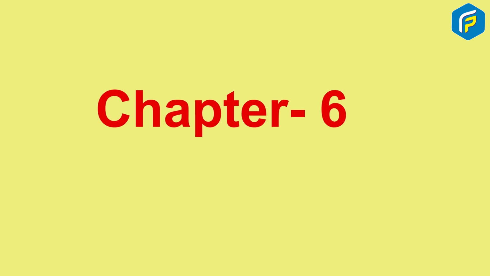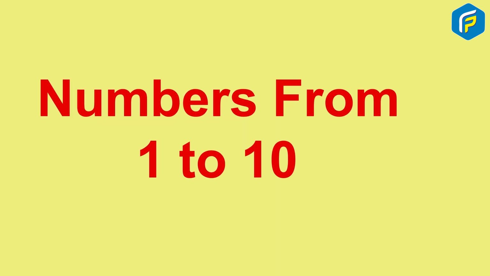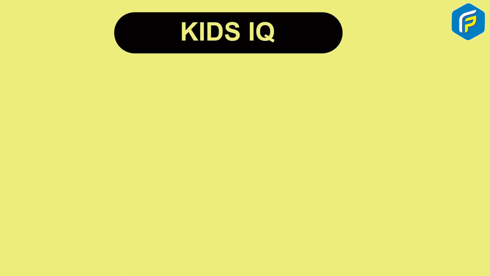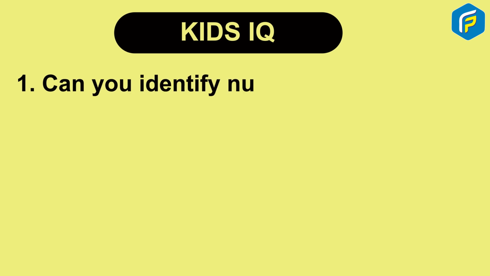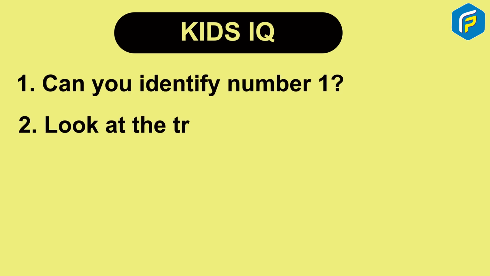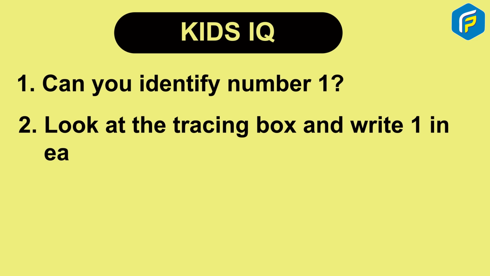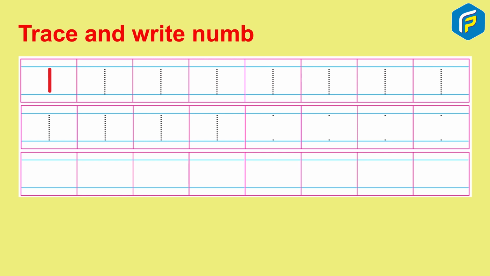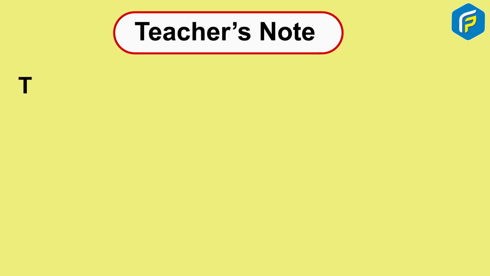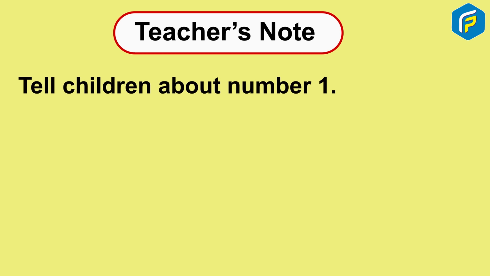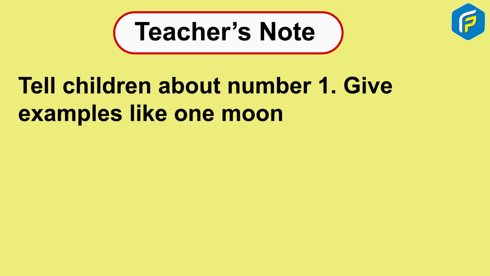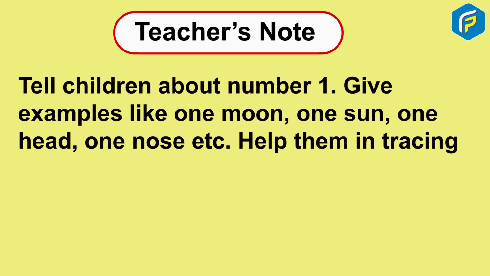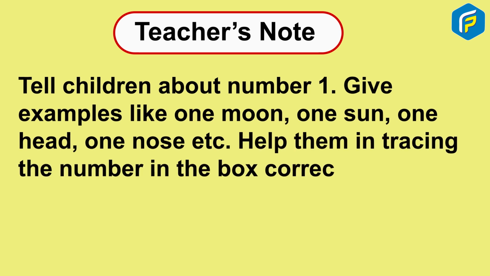Chapter 6. Numbers from 1 to 10. Trace and write the number 1. Kids IQ. 1. Can you identify number 1? 2. Look at the tracing box and write 1 in each box. 1 sun. Trace and write the number 1. Teacher's note. Tell children about number 1. Give examples like 1 moon, 1 sun, 1 head, 1 nose, etc. Help them in tracing the number in the box correctly.